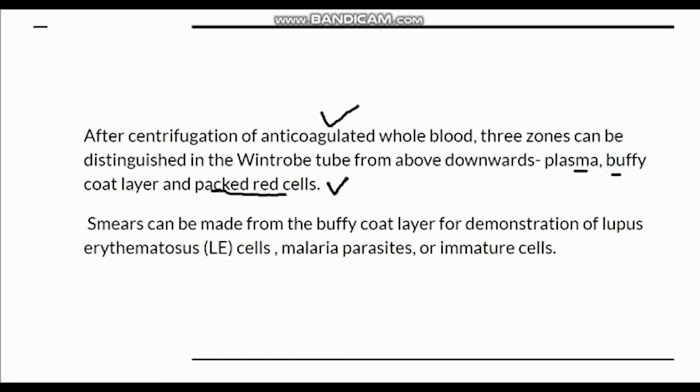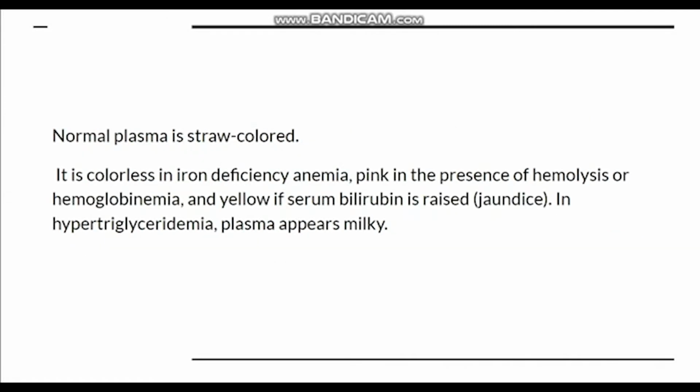Now the buffy coat is especially important if we want to check something which is present in rare quantities, such as LE cells or malarial parasites. Especially if the malarial parasite is very rare in the blood, we can check from the buffy coat layer also. And if there are immature cells, they can be present in the buffy coat layer. So for this it is important. Now, whenever we centrifuge it, we get plasma.